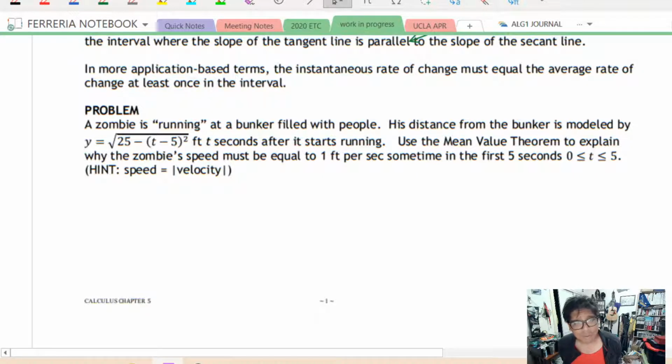t seconds after it starts running. So that's the distance equation. So we're going to use the mean value theorem to explain why the zombie's speed must equal 1 foot per second sometime in the first 5 seconds, 0 to 5. So this phrase right here, the zombie speed must be equal to 1 foot per second.